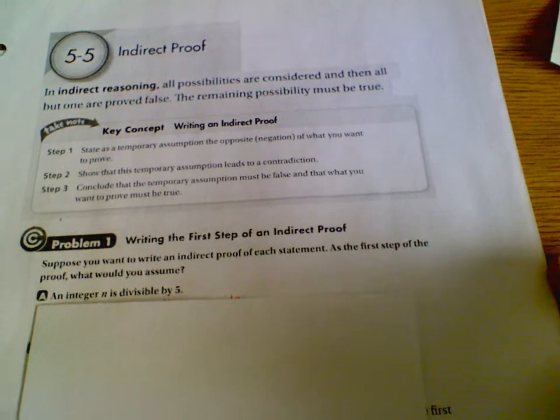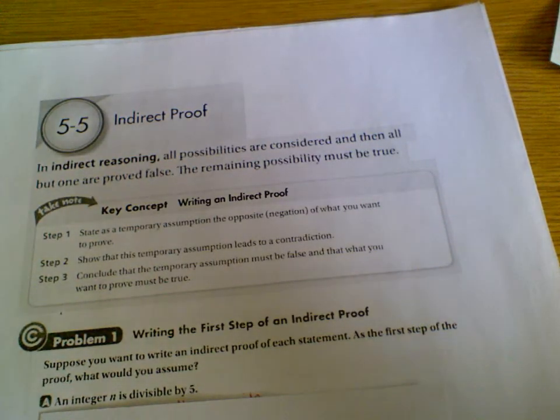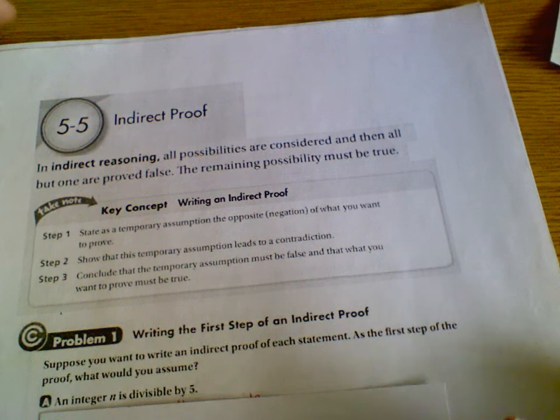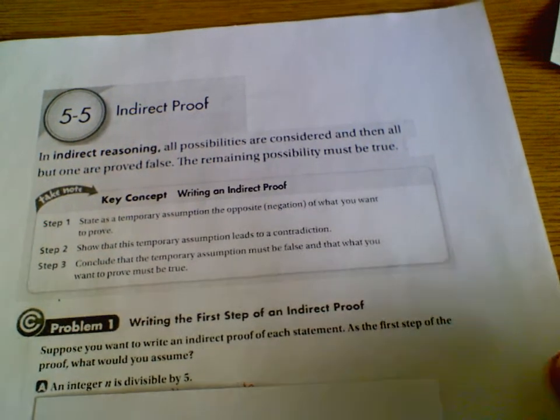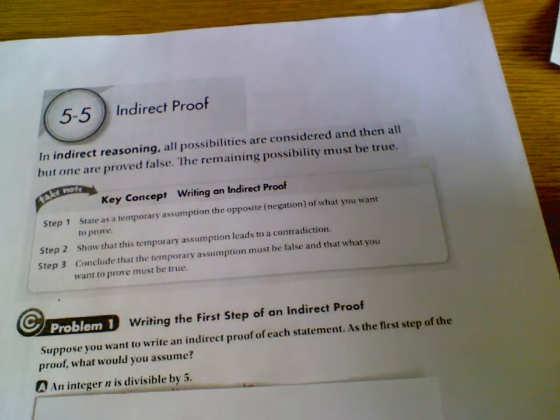Section 5.5 is about doing indirect proofs. Now, I know the word proof makes you want to cringe and it makes you a little scared, but we're not doing any actual proofs here. You're just looking to see what it does and doing the first step in it, but not actually writing them out.